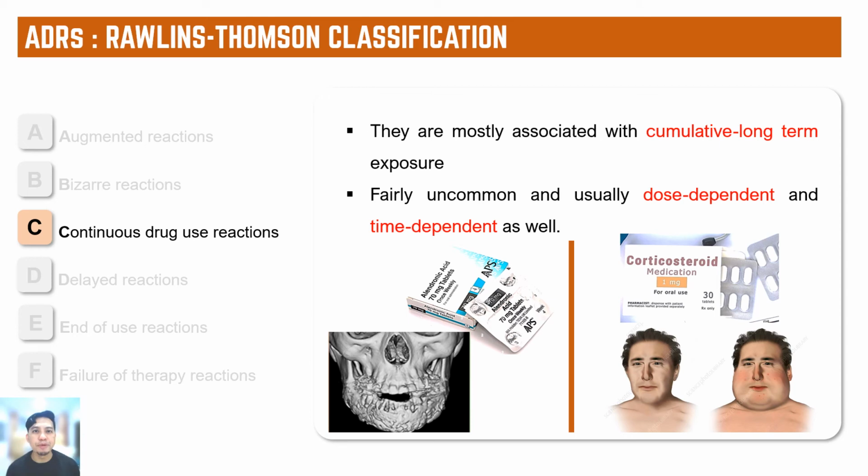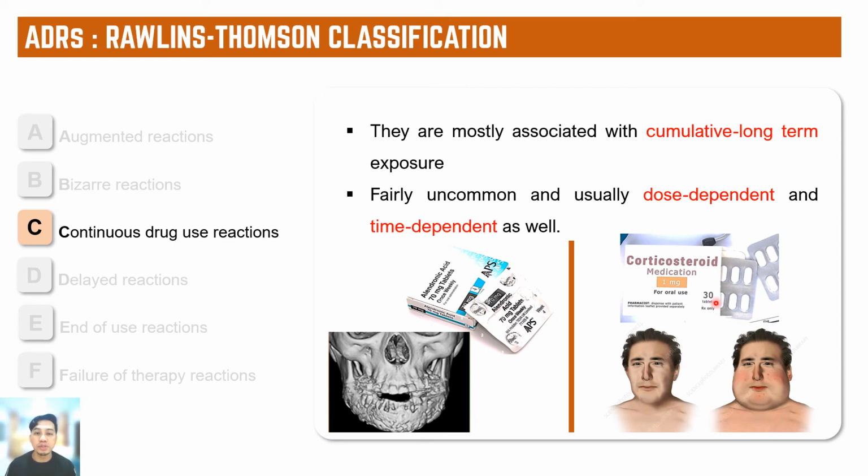Now, that's all about type B reactions, and moving forward to type C reactions, or continuous drug use reactions. This is due to the chronic use of a drug or due to dose accumulation. They persist for a relatively longer period of time, and this is the actual reason they are often termed continuing reactions. This type of reaction is fairly uncommon and usually dose dependent and time dependent as well. Type C reactions often include osteonecrosis of the jaw due to consumption of bisphosphonate, or Cushing syndrome that may be associated with corticosteroid medications.